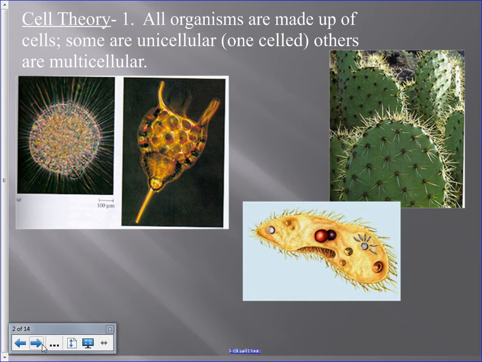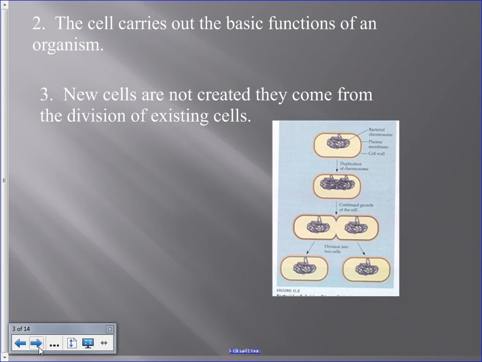This is a paramecium. Lives in pond water, or sloughs, or even sometimes big puddles. And obviously you got a cactus here, which is a multicellular organism. The thing they have in common: they are made up of cells, whether that's one cell or millions of cells, they're made of cells. Okay, the second point of the cell theory is the one that we come back to most often.